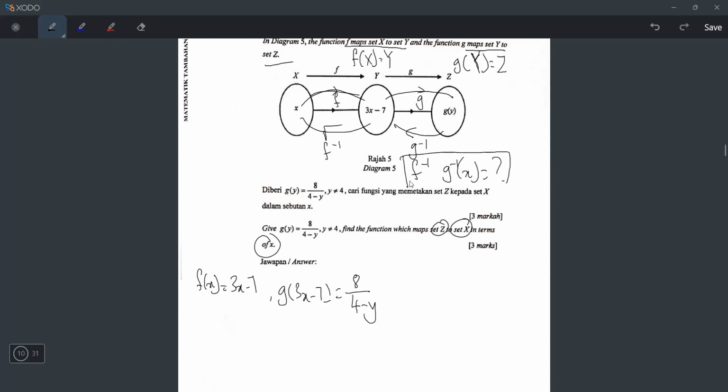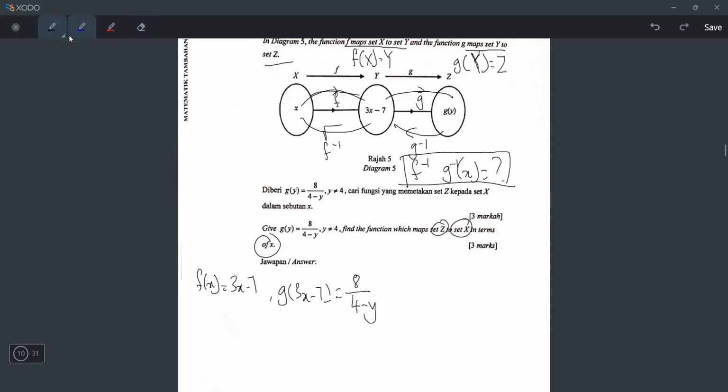This is what they want. Not like this, this is wrong. Why? Because if you write like this, you will do the f inverse first, which is wrong, because they want the function from z to x. It means g inverse first. So g inverse must be put inside, f inverse put outside.